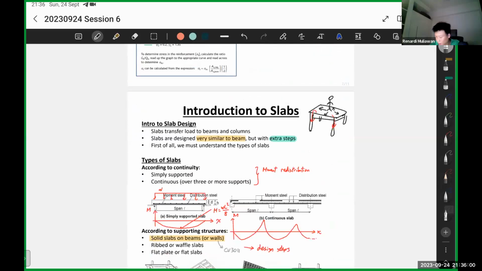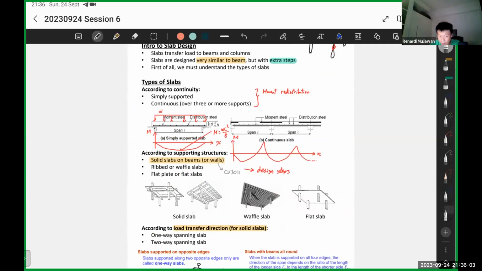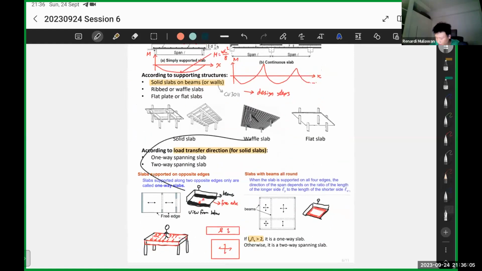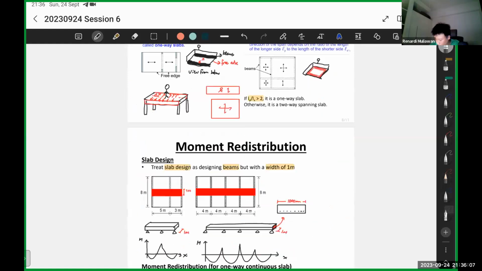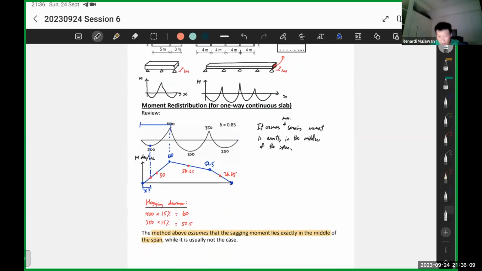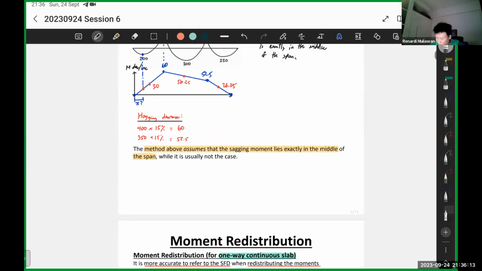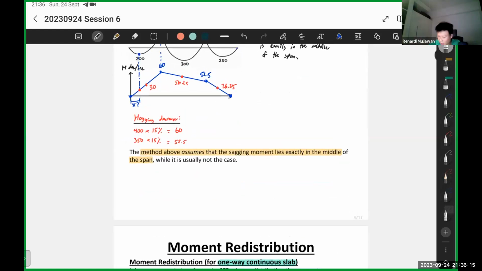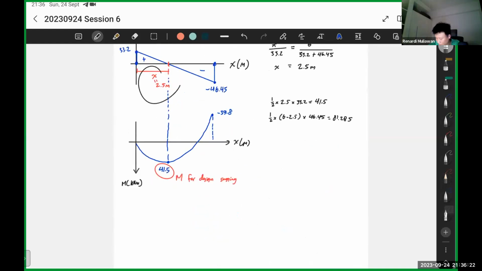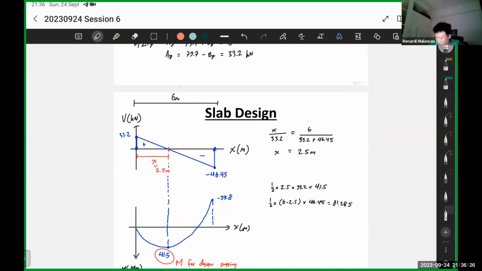Then for slabs, I've covered the types of slabs and what differentiates one-way spanning and two-way spanning. I've covered the redistribution, the difference between the old method and the new method. Okay, the new method is more accurate because it actually finds the distance. So if you remember this x, it is actually the one that we just found now. Again, 2.5 meters is not really in the middle of 6 meters, right? The middle of 6 is around here, which is 3 meters.